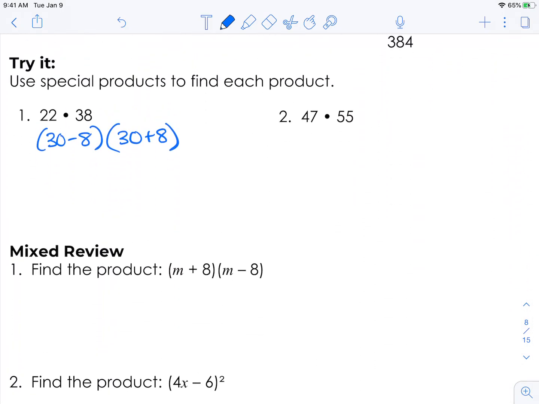So if you know 30 times 30, basically what you have here is 30 squared and then minus 8 squared. 30 times 30, you know that's 900. 8 squared is 64. And then a lot of you in your head can do pretty quickly that 900 minus 64 is 836. And if you wanted to check that out the long way, please do so. Please use your calculator, and you'll find that it is 836.